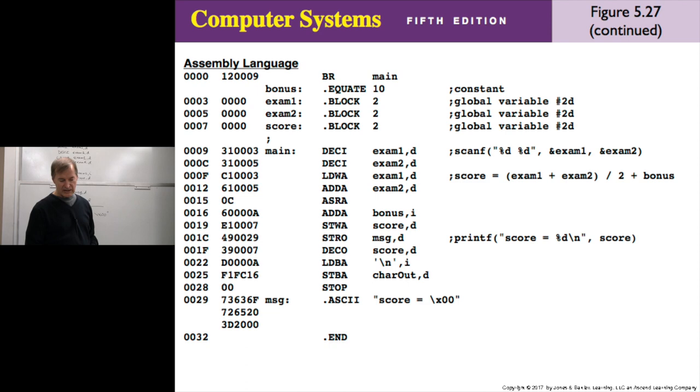And look at line 0016. That's add accumulator of what? Bonus immediate. And so what's the code at that address? 60, and then 000A. Now why is that 000A? Because that's the 10. The decimal 10. Hexadecimal A, decimal 10. Are you with me?